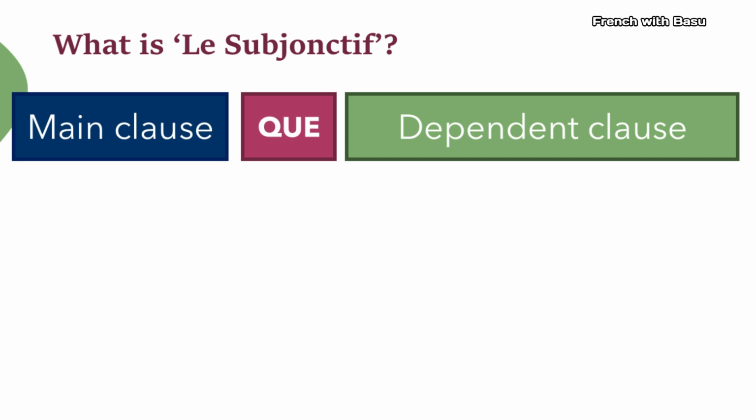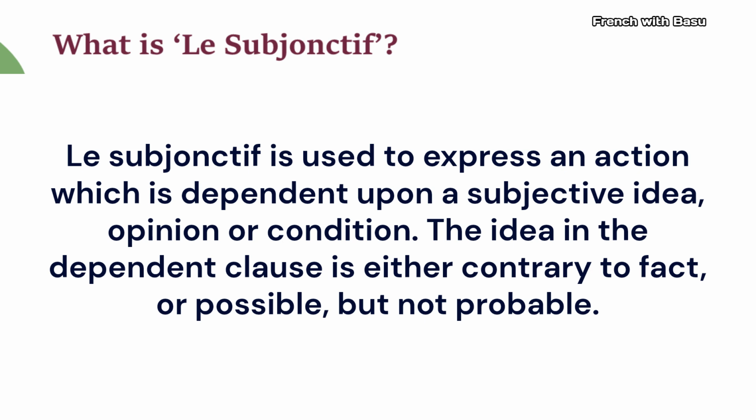What is subjonctif? Le subjonctif is not like l'indicatif mood. In French grammar, subjonctif is a mood that is used in a dependent clause that usually starts with que to indicate subjectivity, uncertainty, possibilities, feelings, thoughts, wishes, doubts, etc. Le subjonctif is used to express an action which is dependent upon a subjective idea, opinion, or condition. The idea in the dependent clause is either contrary to fact or possible but not probable.